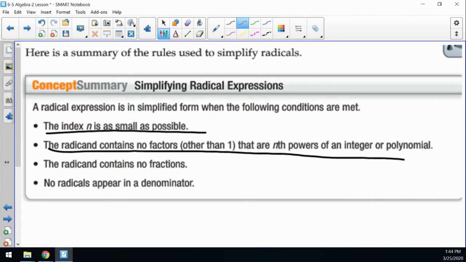It contains no fractions. That's where that idea of getting rid of fractions underneath the radicand seems like more work, but that's how we simplify. And finally, the last one is no radical appears in the denominator. So that's why we had that 5x on the bottom. We no longer had a fourth root in the bottom. That's what we do to simplify radical expressions. Again, this sometimes is going to seem like more work, but there is a method to the madness, right?